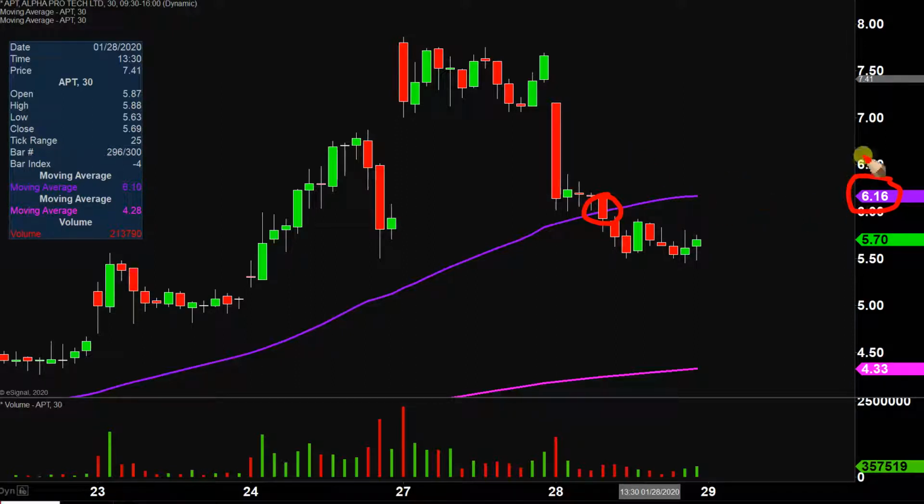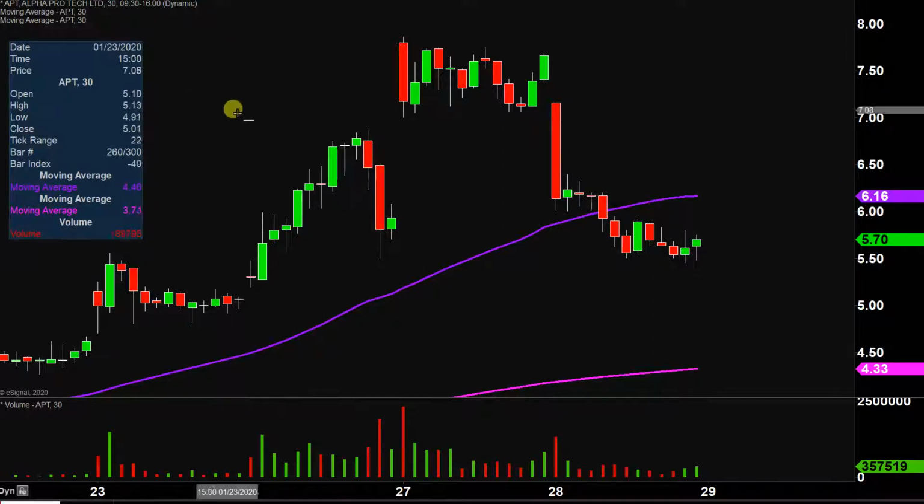And after that, you can focus more so on the $7 mark for the exact same reasoning. That was a level of support, but now that the price is below it, it would be considered an area of resistance. But first, the price just needs to prove itself in the near term. And again, quote unquote, prove itself being defined as getting up above and staying up above that 50-period moving average at $6.16.